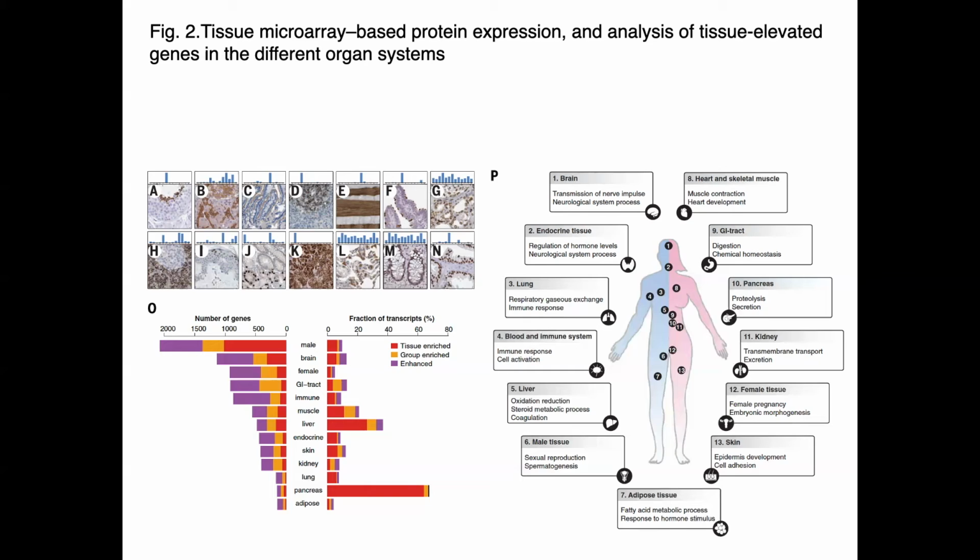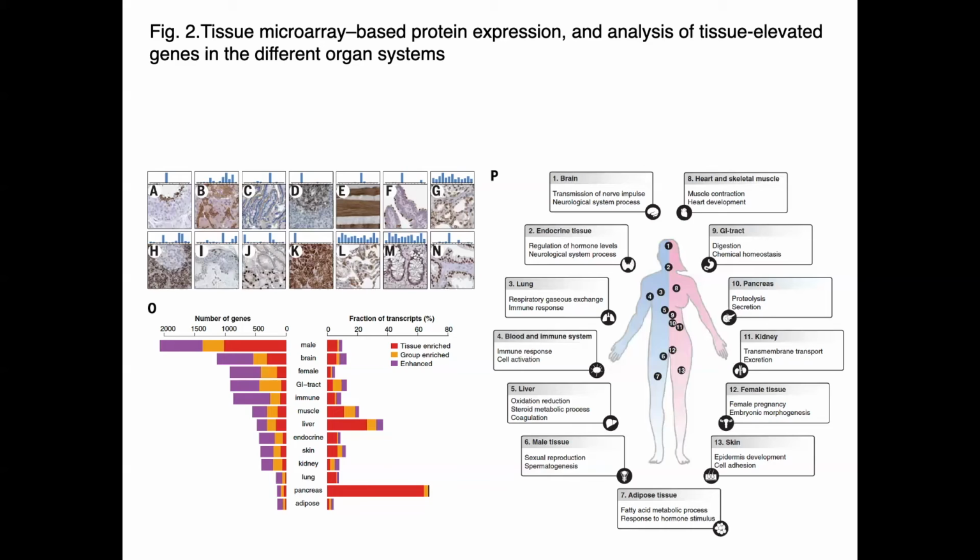Then in figure 2P shown here, it shows the pathway analysis of tissue elevated genes in 13 selected tissues or groups of tissues. There are many different bioinformatics methods to analyze cellular pathways based on a gene list. So here the investigators used GO analysis, which is known as gene ontology analysis. This is a computer program that predicts which biological functions or pathways the genes are involved in, just based on the gene list that you provided to the program.